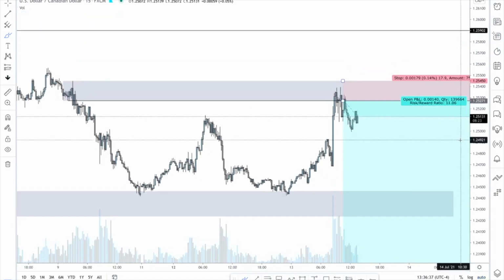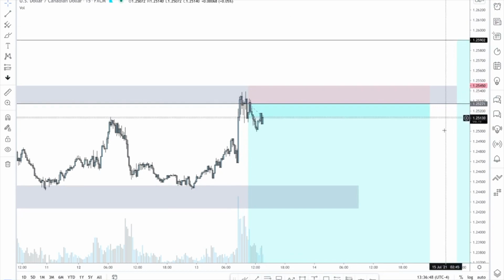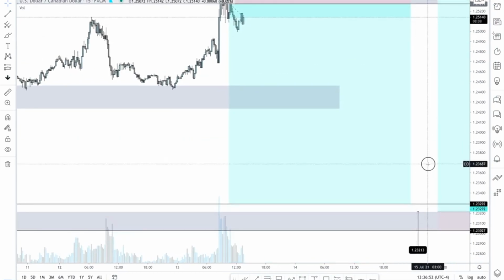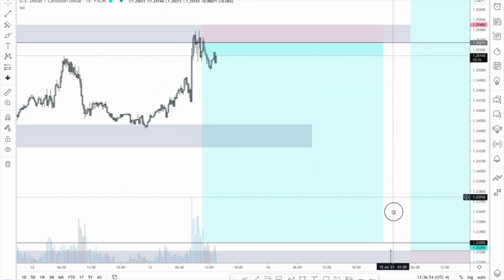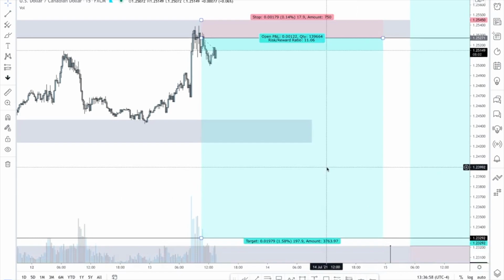We're currently up around 14 pips. I'll be looking for price to continue to push to the downside, but we're just going to have patience, and then we're going to take our buy position right down here. So we're looking for around 197 pips on this trade right here.